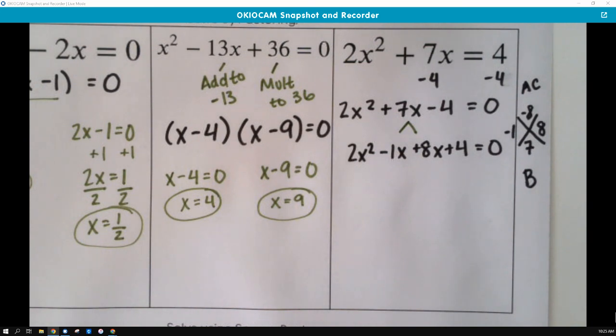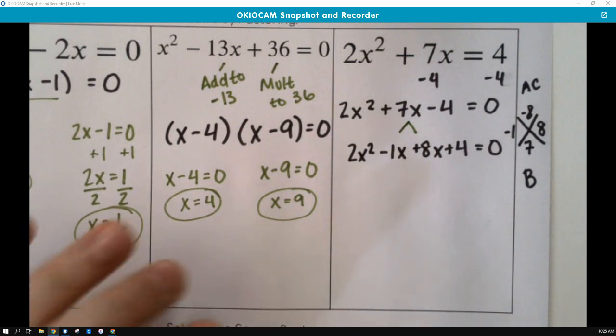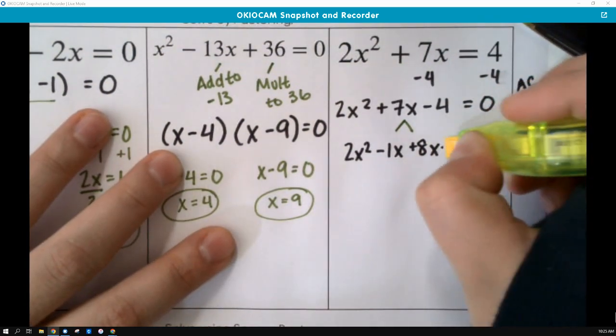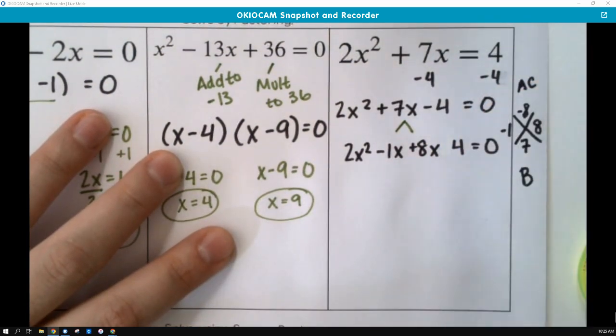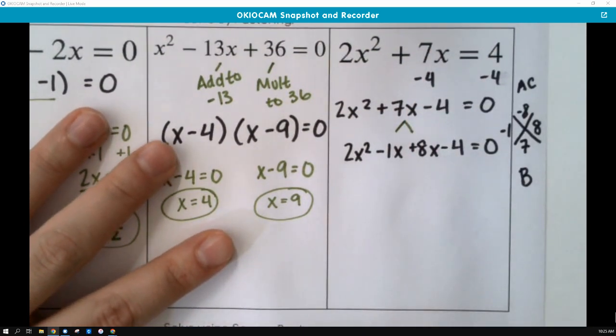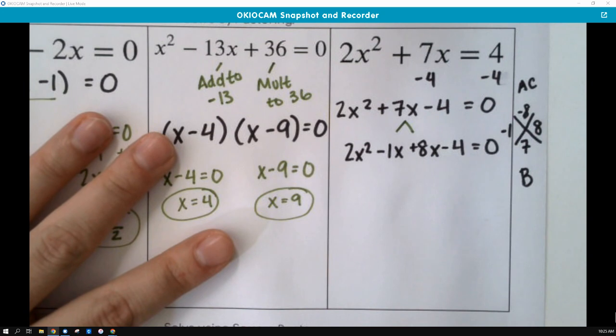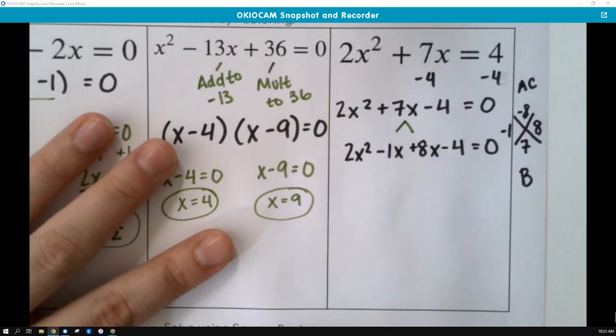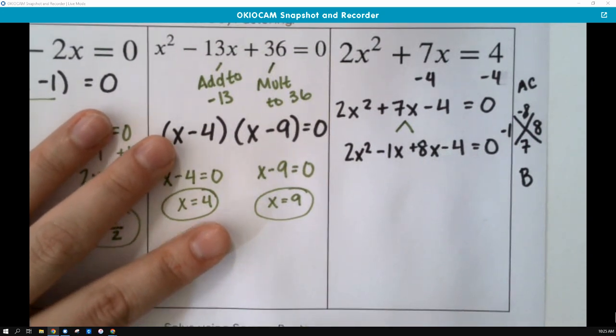Okay, questions right now? Yes. It shouldn't have. You caught my mistake. Good work. So this should be minus 4. I would have realized that in like 2 seconds when I tried to factor by grouping and it didn't work.